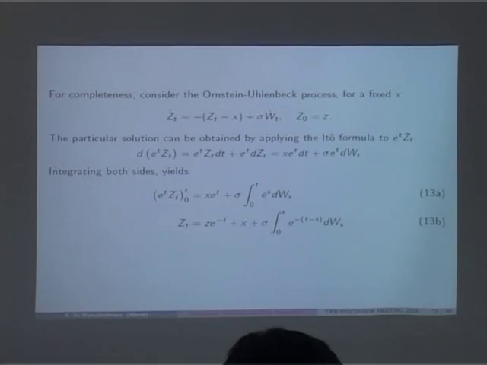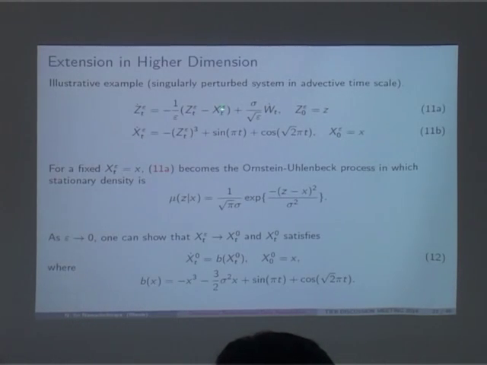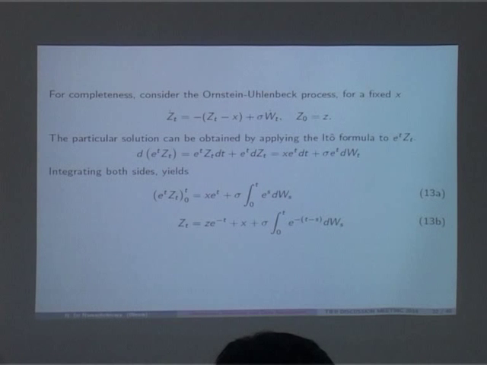A little bit more carefully, I can go through it for those who haven't seen this before. I fix my x, and go back to this equation here. If I fix my x, I get this equation. All of you know the particular solution. If you put in the particular solution and apply the Ito formula, just to make life easy for me, plug it inside here, I get this equation. Integrate it, you get this. So Z_t is this quantity here.